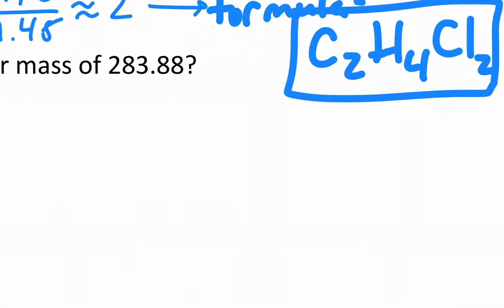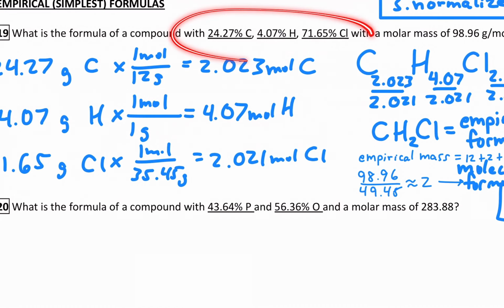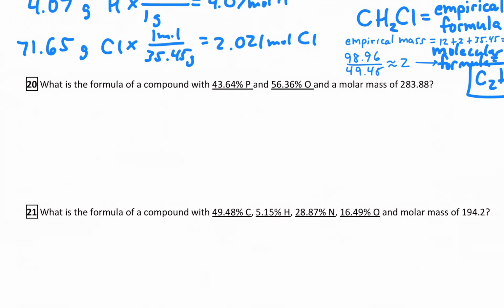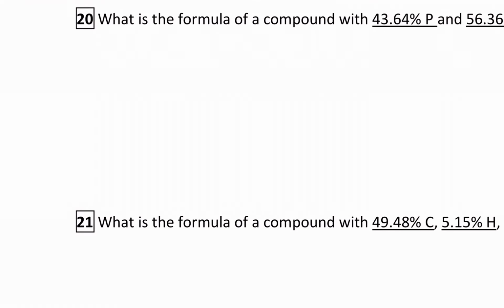I would need something like a proton NMR to get what the actual structure is. But we certainly have narrowed down what this compound looks like thanks to those mass percentages, turning it into a formula. Okay, so let's try one more together. We've got phosphorus and oxygen and a molar mass. So I'm going to take those percentages and just rewrite them.